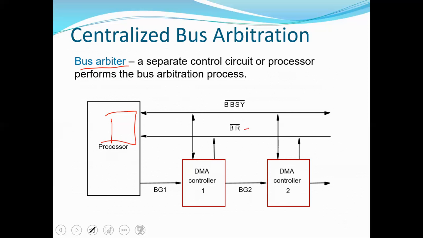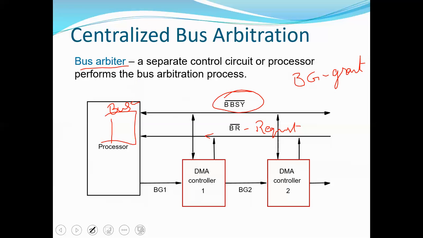Now we'll see these terms first. BR is bus request. This is the line through which the bus request moves to the processor, to the arbiter. This is the bus arbiter unit within the processor. BG is bus grant. It is granting the bus request; the bus request is permitted. And BBSY means bus busy. That is the bus busy signal.